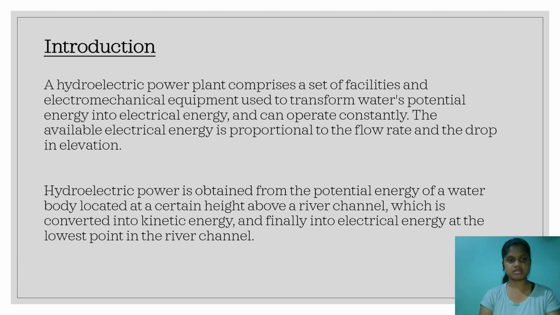Moving on to the introduction, a hydroelectric power plant comprises a set of facilities and electromechanical equipment used to transform water's potential energy into electrical energy and can operate constantly. The available electrical energy is proportional to the flow rate and drop in elevation. Hydroelectric power is obtained from the potential energy of a water body located at a certain height above a river channel, which is converted into kinetic energy and finally into electrical energy at the lowest point in the river channel.